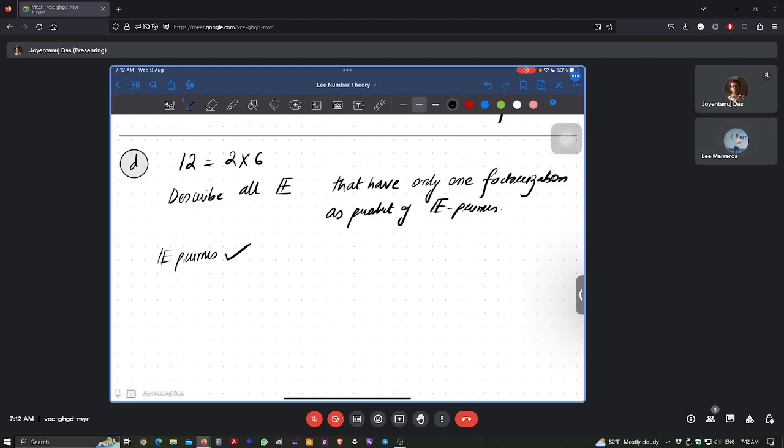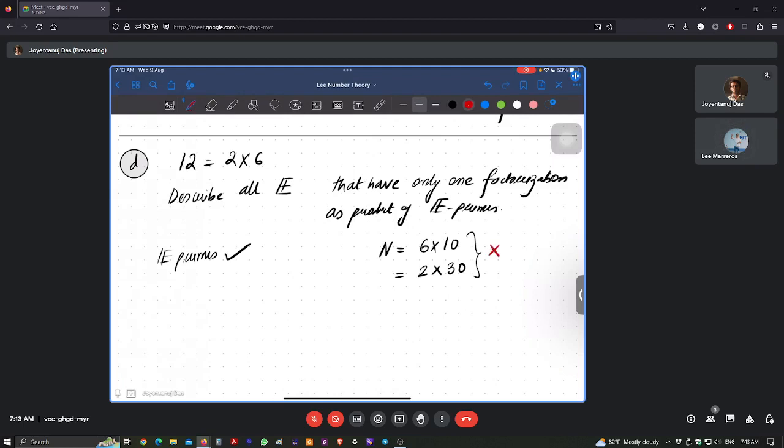So for example, 6 is 2 into 3. Next, suppose you are taking 2 into 5. Suppose I am constructing a number that is 6 times 10, right? So this is a factorization in E primes, right? But I also can write 2 times 30, right? That is also an E prime factorization, because 30 is 2 times 15. So both are E primes. So this number will have two factorizations. That is not what they are asking, so this will not work.